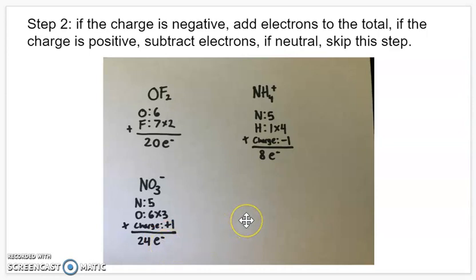If the charge is positive, that means it has one less electron than we would expect. So we're going to subtract that from the total. So for NH4 plus, we have 5 from the N, 1 from each of the 4 hydrogens, and then we're going to subtract 1 from the total. So we're going to end up with 8 total valence electrons to use for bonding.